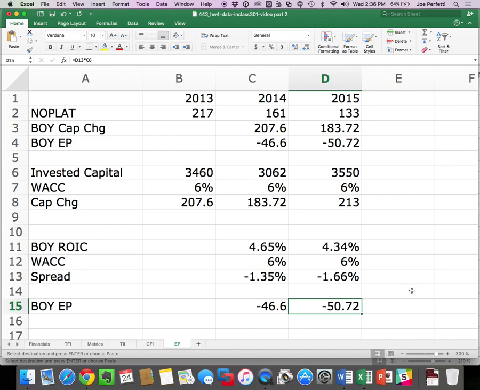You say the same thing, but refer to specific numbers. This is what I mean by referring to specific numbers. So you see they have a 6% WACC on the board. Yep. A negative operating spread, which is the WACC minus the ROIC, of negative 1.66% in 2015. Okay. A negative 1.35% in 2014. And the reason it's negative is because? Their ROIC, their return on invested capital, is less than their weighted average cost of capital.